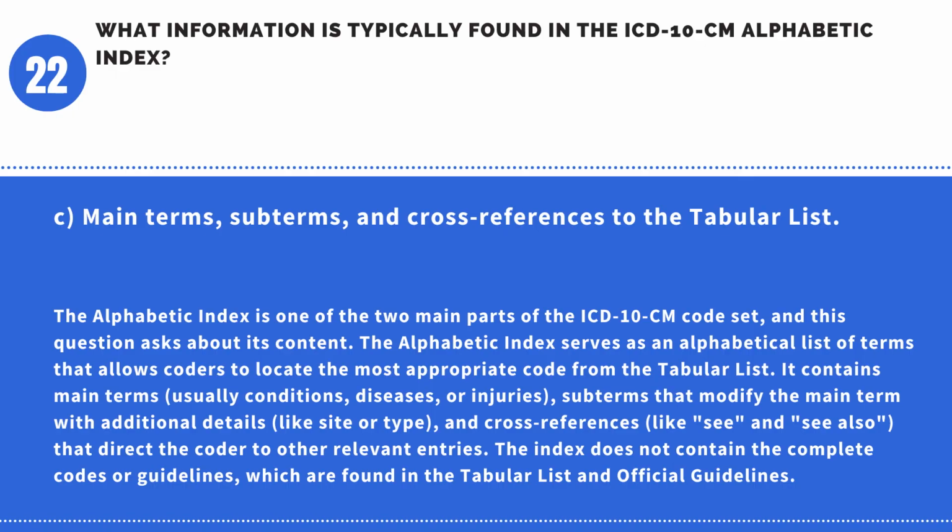It contains main terms, usually conditions, diseases, or injuries; subterms that modify the main term with additional details, like site or type; and cross-references, like "see" and "see also," that direct the coder to other relevant entries. The index does not contain the complete codes or guidelines, which are found in the tabular list and official guidelines.